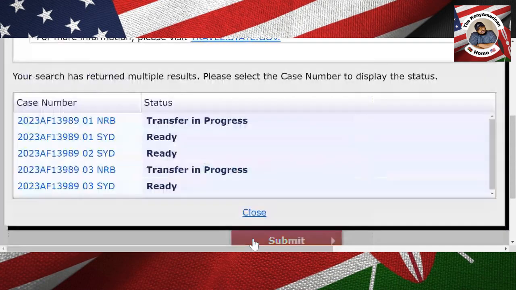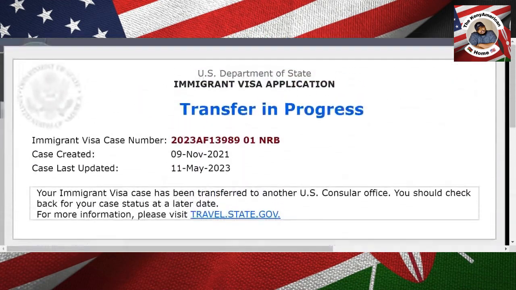So if we put in that case, it brings us transfer in progress. So transfer in progress, what happens? You look at the case number. It's AF 13989. 13,989 is the number of the case, and you can tell.